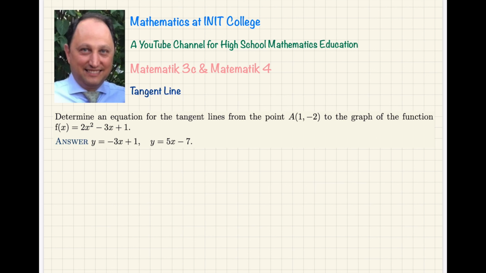It would be a good idea if you pause the video at this point and try to solve the problem yourself first. If you do it correctly, you will get two tangent lines. The equations for those tangent lines are y equals minus 3x plus 1 and y equals 5x minus 7.